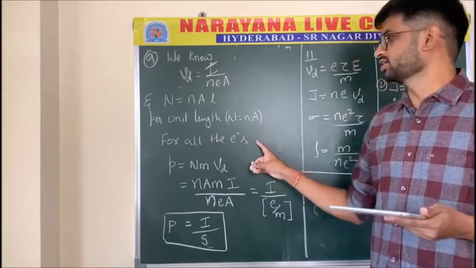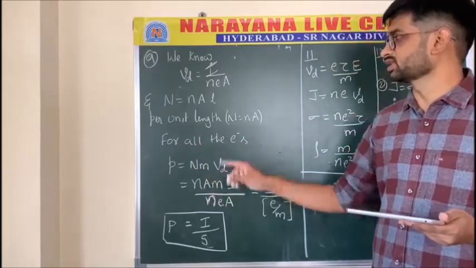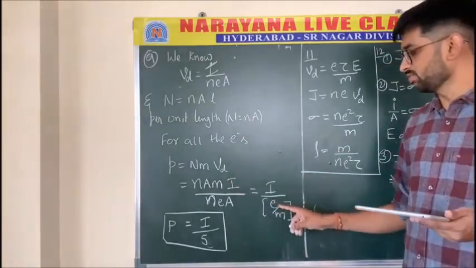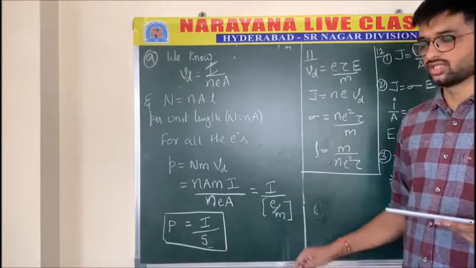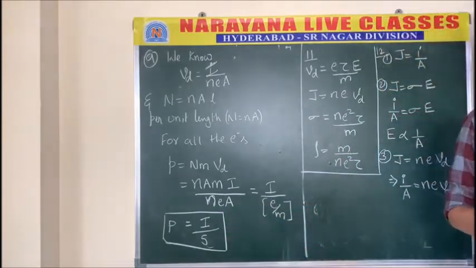Now for all the electrons, momentum will be the mass of all the electrons, that is N into M into drift velocity. This is the drift velocity. When we substitute, we get it as I by E by M. E by M is the specific charge. So therefore, the momentum of all the electrons is I by S.